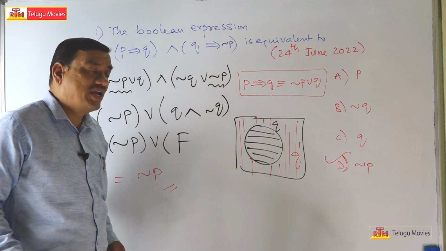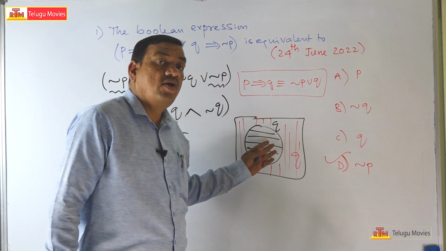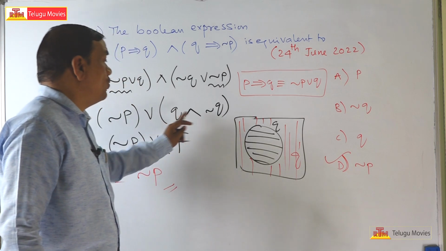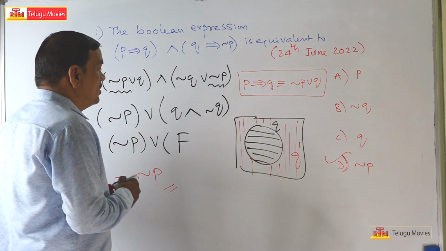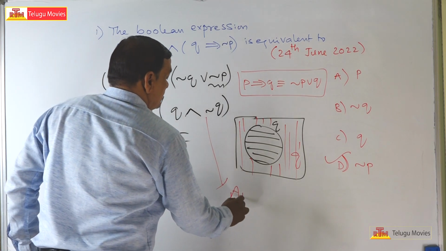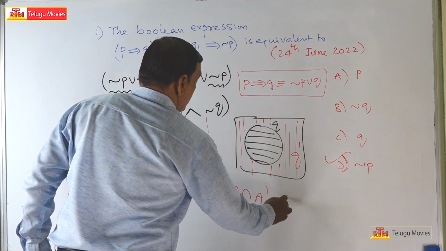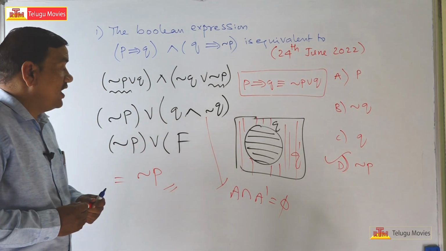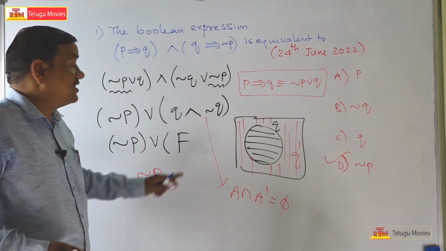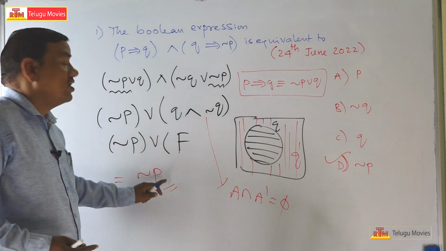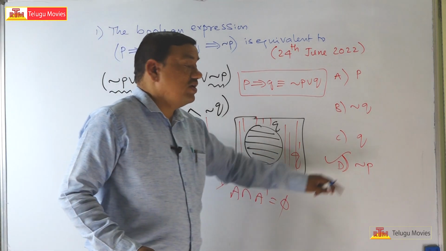Null set means we can represent the statements in terms of Venn diagrams also. Q and negation Q is just like A intersection A complement. You can treat it as A intersection A complement. It is nothing but a null set. That means false. A false statement is always a null set. So therefore negation P is our right answer.